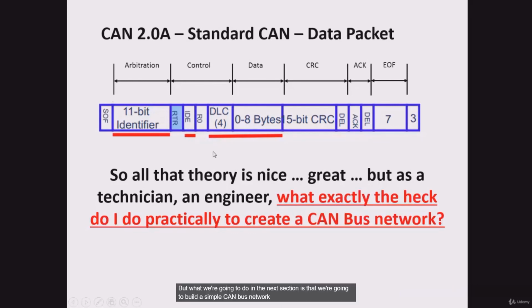But we will go into this eventually. What we're going to do in the next section is build a simple CAN bus network by specifying message identifiers and the data field format. To create a CAN bus network, that's essentially what you have to do. That's essentially what engineers and technicians do who work on CAN bus networks. They specify the message identifiers and they specify the format of these data bytes per message identifier. And that's what we're going to do.